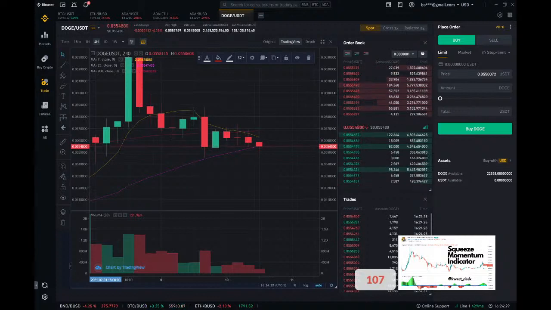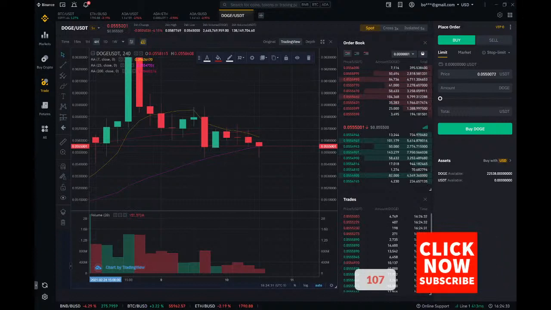Really, you want to have a diversified portfolio. I've covered that already. But regarding Dogecoin, for myself, of course, I'd say I'm heavily invested in Dogecoin.